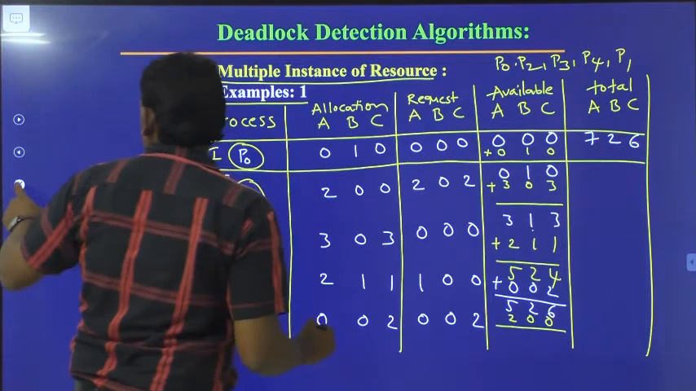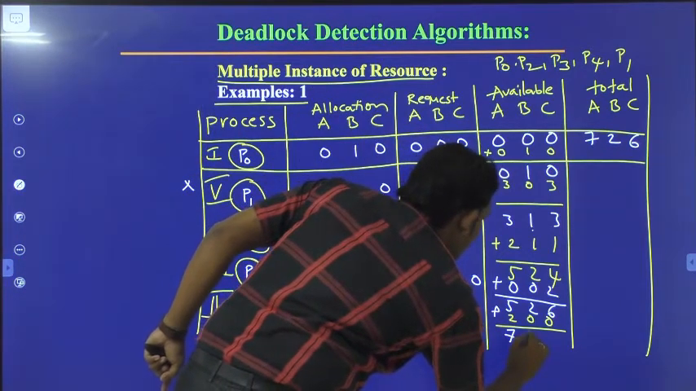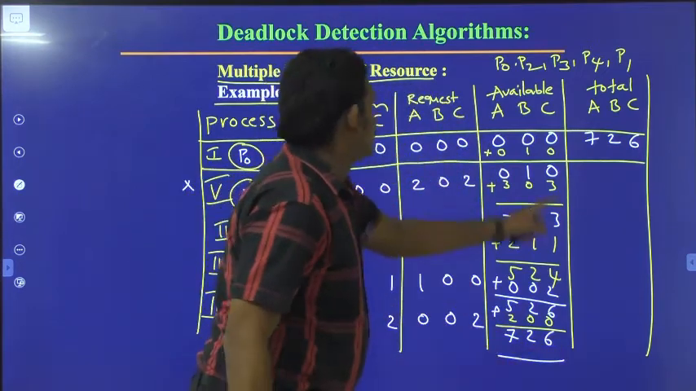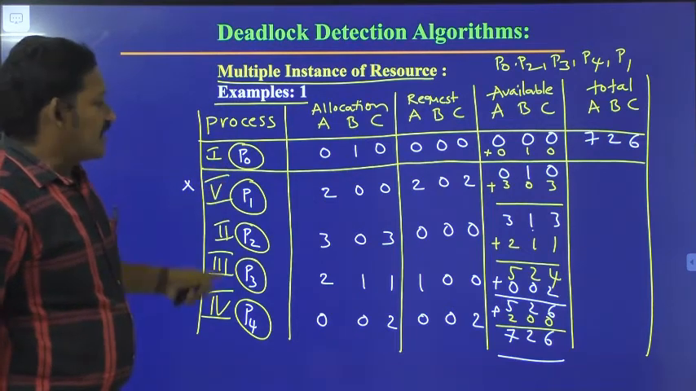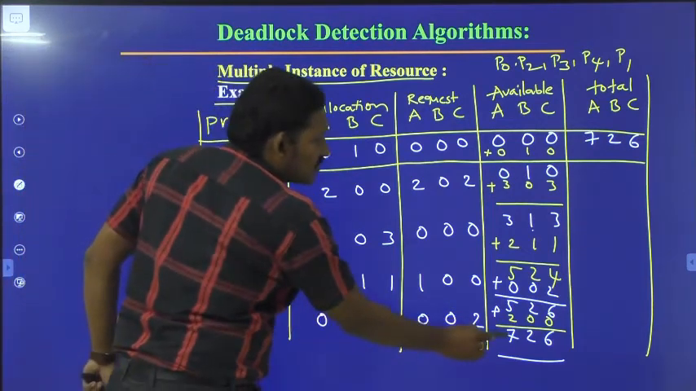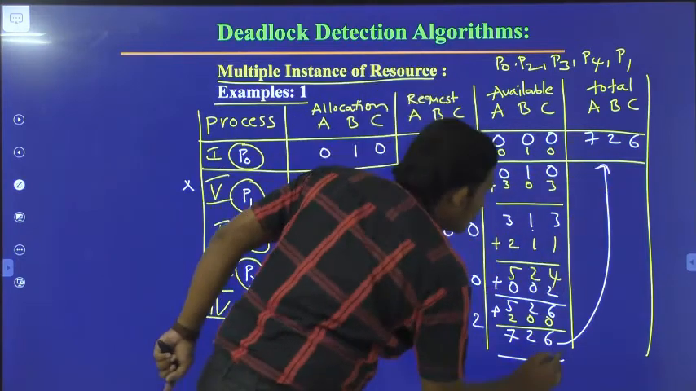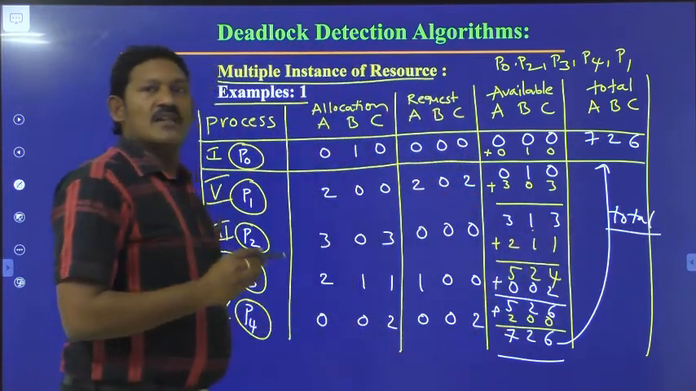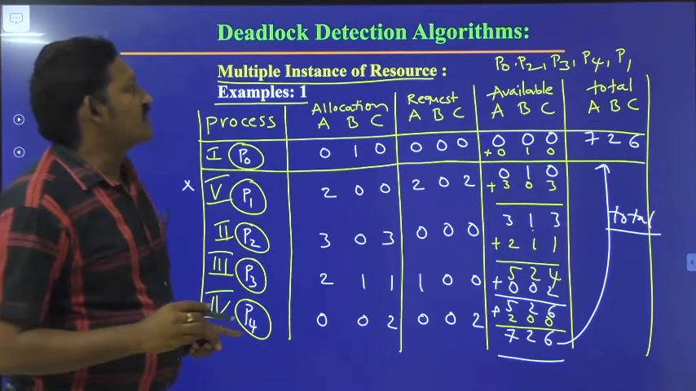So now what happens? 7, 2, 6. These are the total. So finally, after completion of execution of all the processes, the available resources are 7, 2, 6. They are nothing but the total available resources. It means now all the resources are available, and the processes were executed successfully.